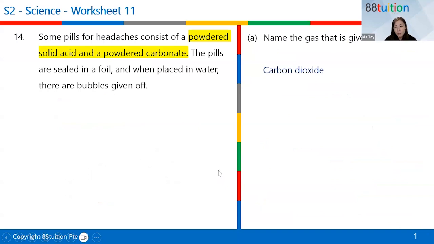Okay, question 14. Again, it's repeated. It is again the acid and carbonate reaction. If you take a look here, I highlighted powdered solid acid and powdered carbonate. One thing you must note is when they exist in powdered form, or in tablet form, that means it's dry. When it's dry, acid reactions cannot take place.